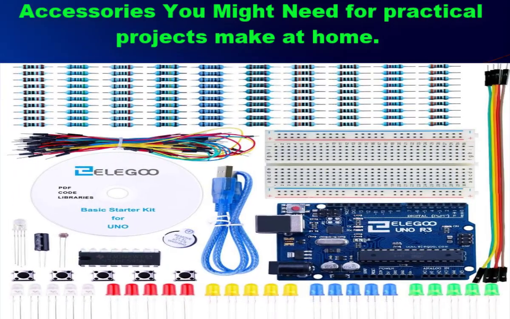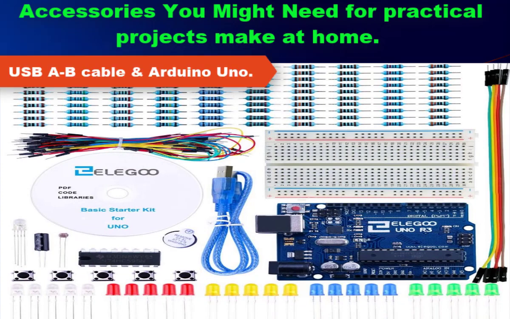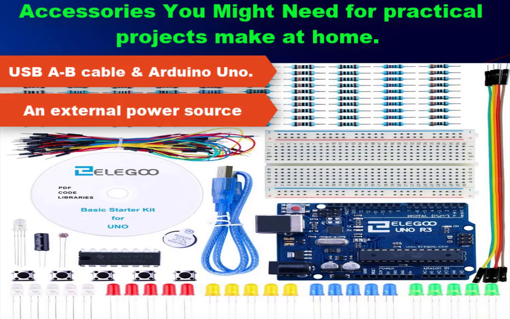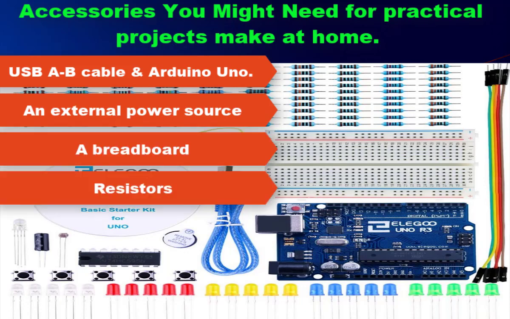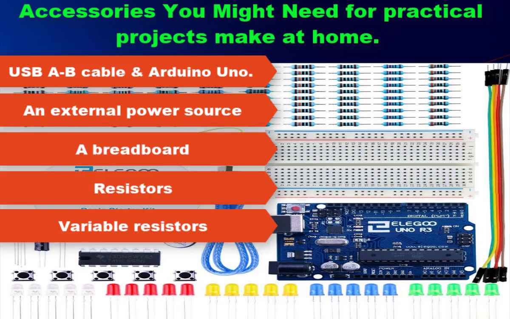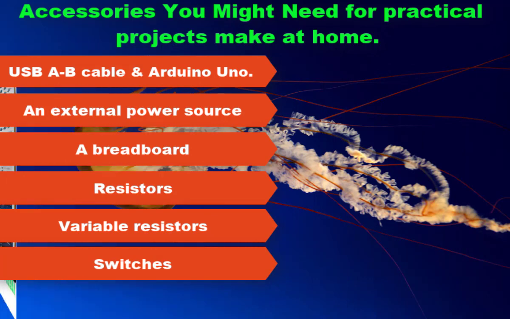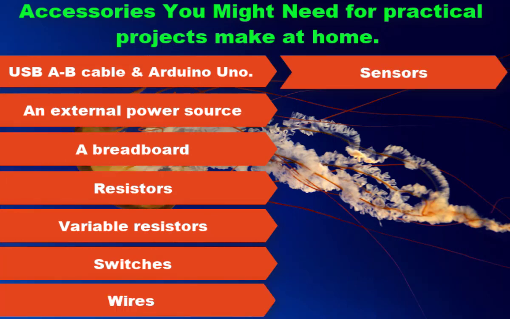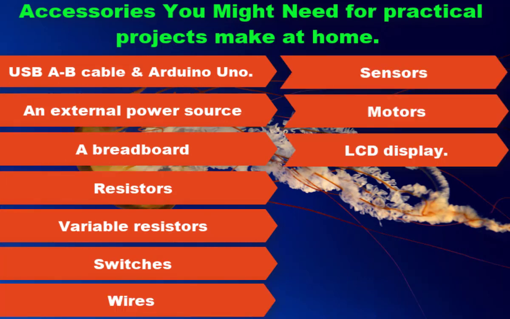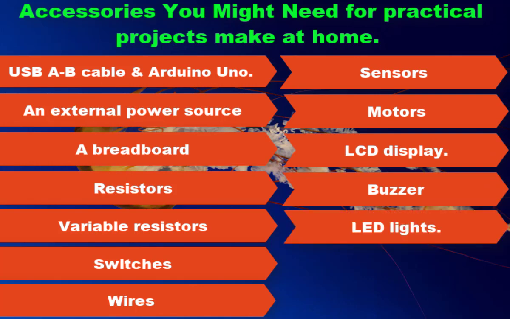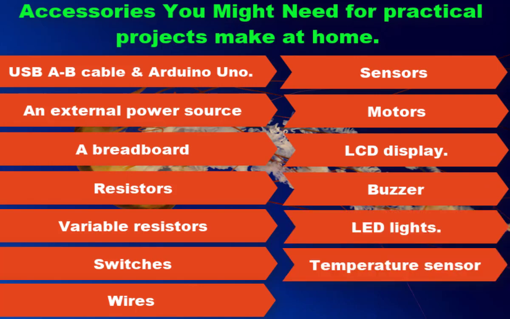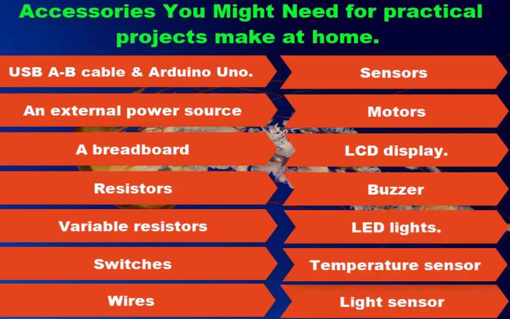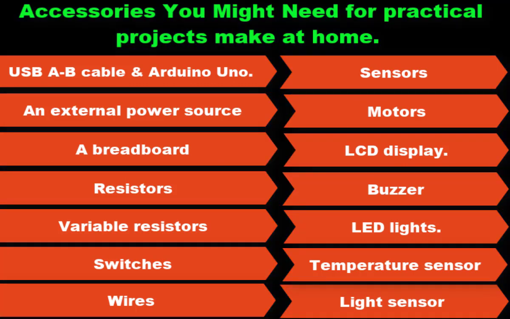Accessories you might need for practical projects made at home: a USB A-B cable with the Arduino Uno, an external power source, a breadboard, resistors, variable resistors, switches, wires, sensors, motors, LCD display, buzzer, LED lights, temperature sensor, and light sensor. All these things will be explained in the next lecture step by step.